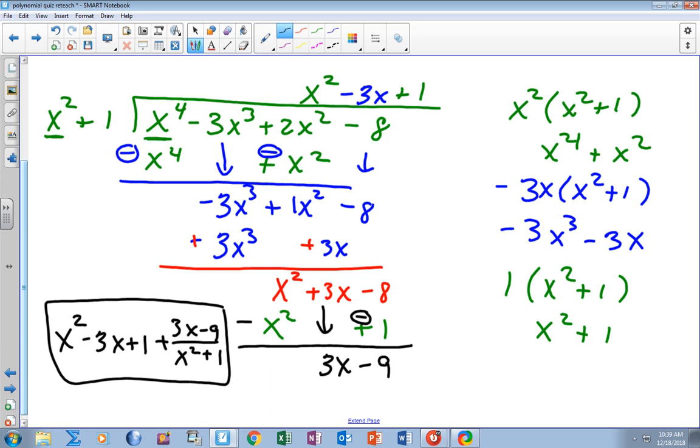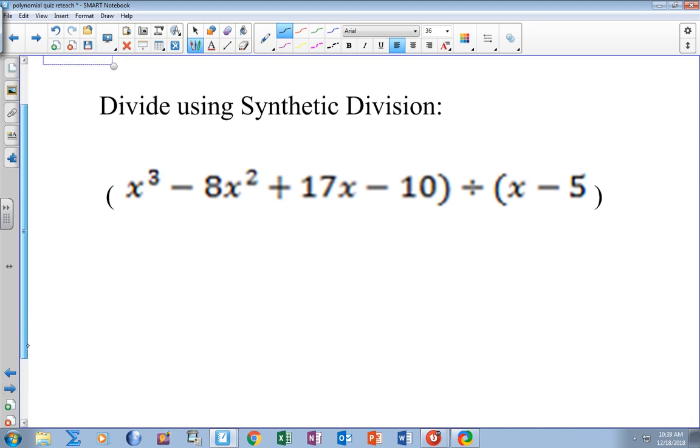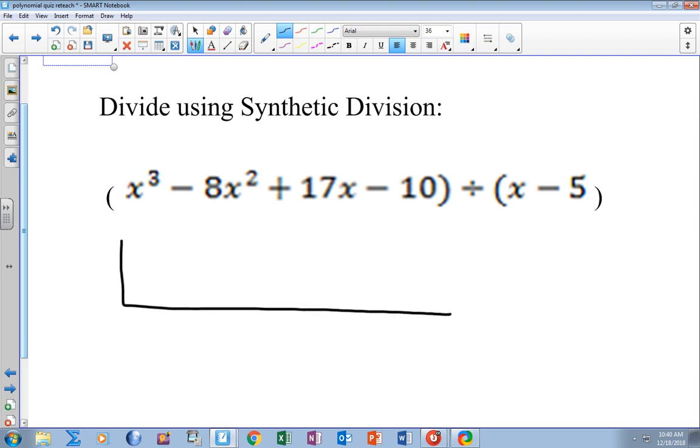All right, so now we're down to our last one. So here we go, synthetic division. We're going to divide by x minus 5. Remember with synthetic division, we have to hold its spots, so we make sure every term is accounted for. So we have 1x to the 3rd, minus 8x squared plus 17x, and our constant term of negative 10.